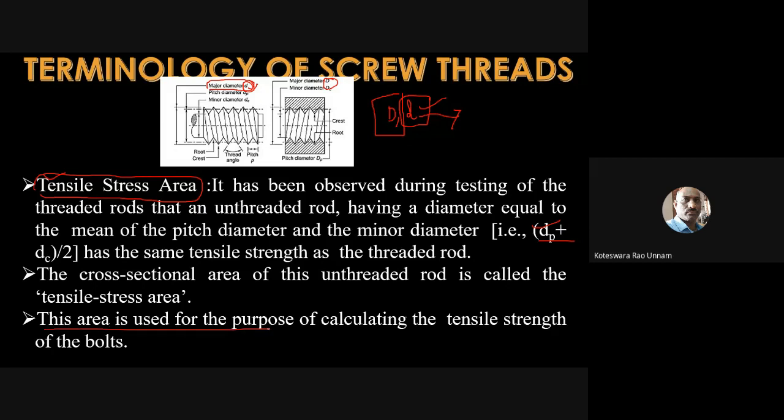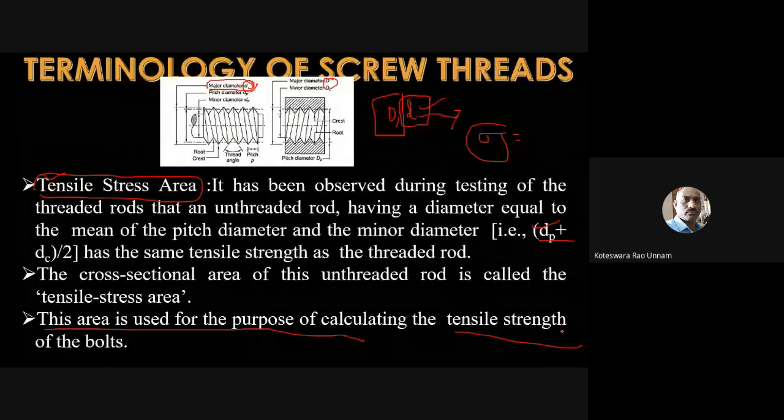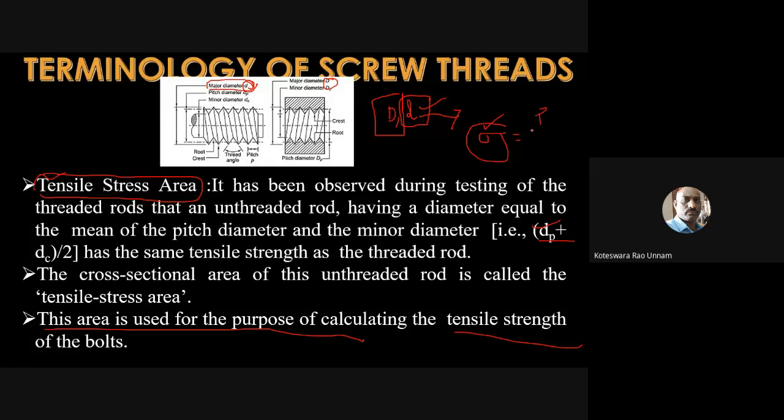This area is used for the purpose of calculating the tensile strength of the bolts. Tensile strength, in the sense, is the maximum allowable stress in the bolt. If you know the maximum allowable stress, that is based on P by A. For a given bolt of diameter D, A is fixed, so I can calculate the maximum load carrying capacity of that bolt also. That we call the tensile strength.